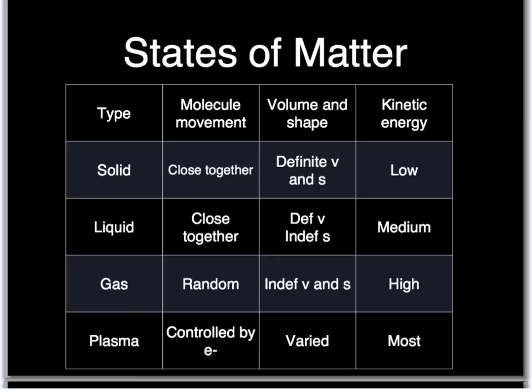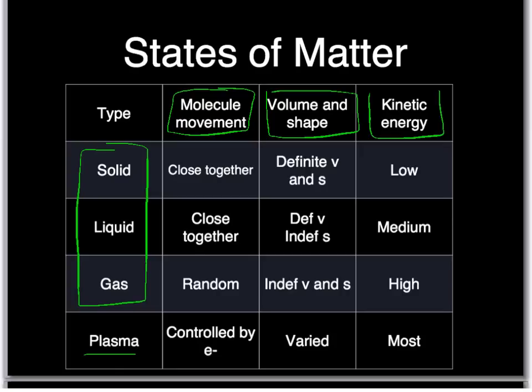But the main ones we're going to talk about in this podcast are your common ones you're familiar with, and we'll go through phase changes with them. So we're going to take a look at solids, liquids, and gases, and then we're going to give special attention to plasma and the Bose-Einstein condensate in the next podcast. So what we're looking at here, there are several things you have to keep in mind. We're looking at the difference between solids, liquids, and gases, and we're looking at molecule movement, volume and shape, and the kinetic energy of those particles.